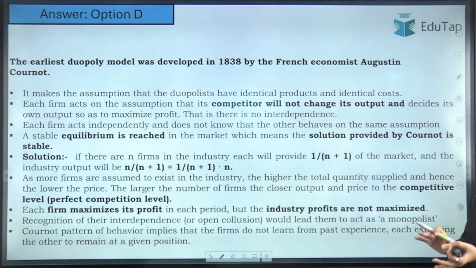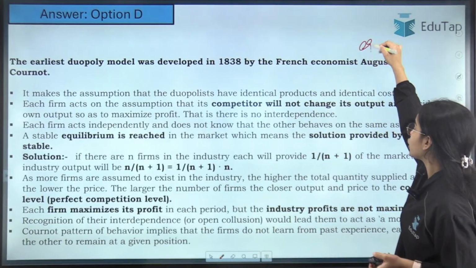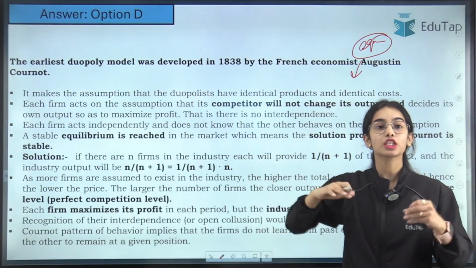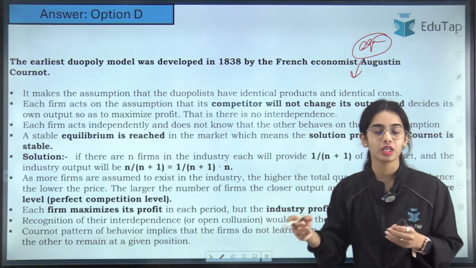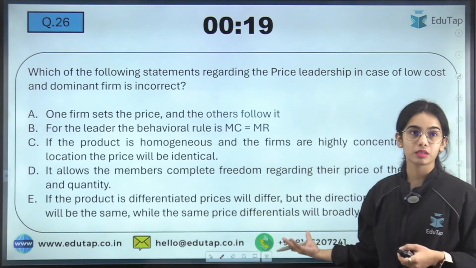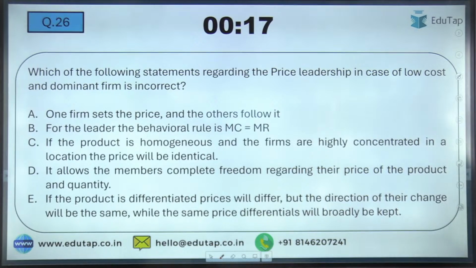The Cournot or Bertrand model has said that equilibrium can be achieved, and in the equilibrium the firms are making profits, but the joint profits are not being achieved because of the assumptions taken by the firms. Now coming to the next question: which of the following statements regarding price leadership in the case of low cost and dominant firm is incorrect? You have to tell me.